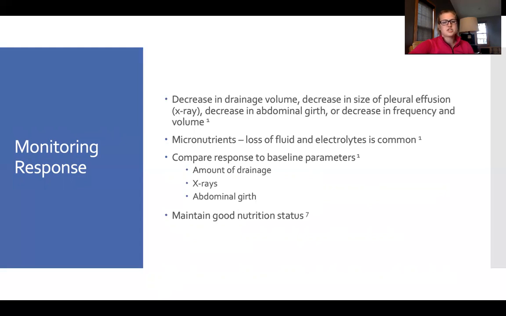We also want to make sure that the patient is maintaining good nutritional status. So going back into making sure they're getting adequate calories and protein and really staying on that restricted fat diet.